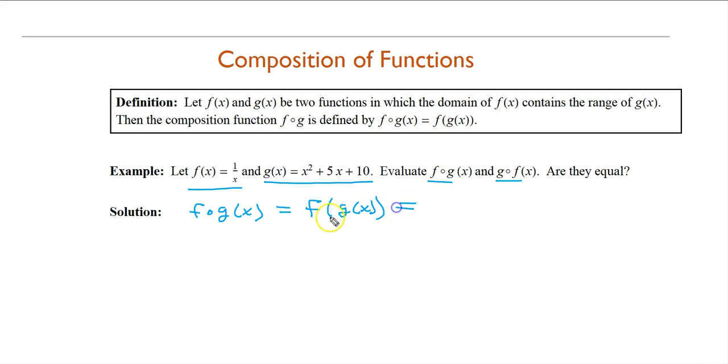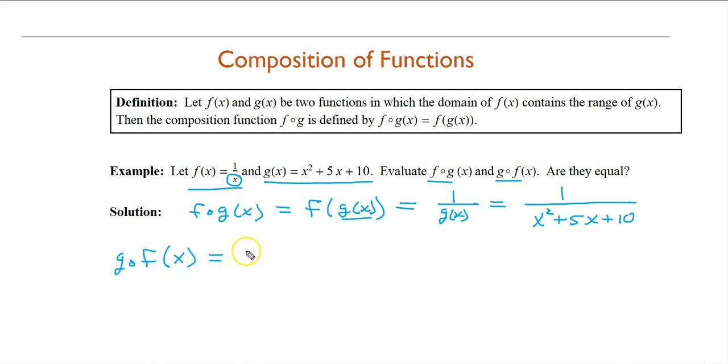Now remember, when we evaluate f of anything that's inside the parentheses here, we put it back in place of the x right here in our definition for f of x. So this is going to be 1 over g of x. And the g now is equal to x squared plus 5x plus 10, so we put that in place of the g. And here is our composition function f composed with g.